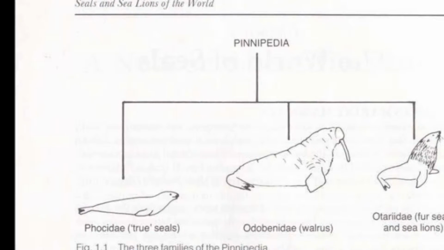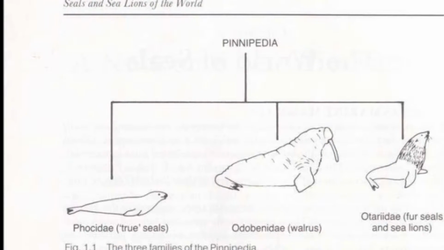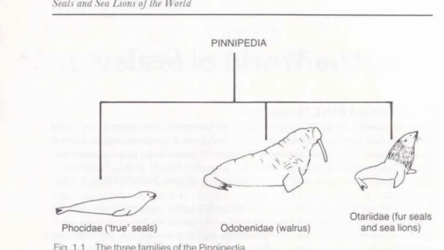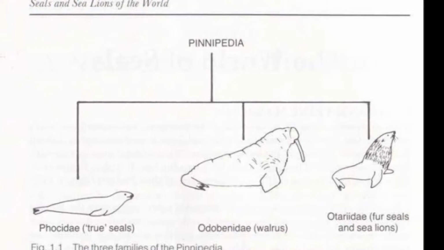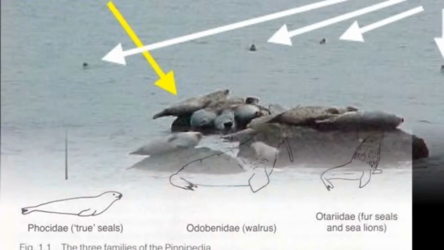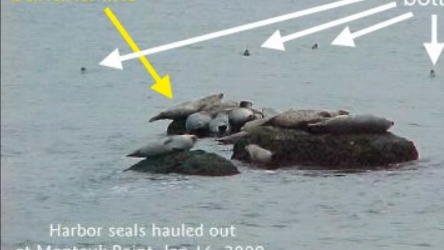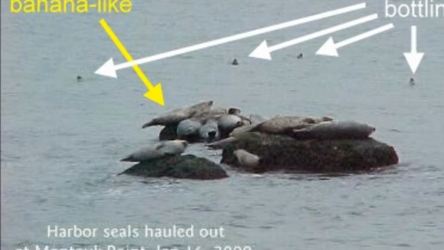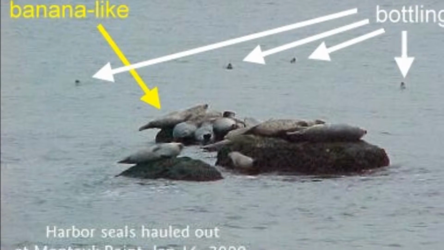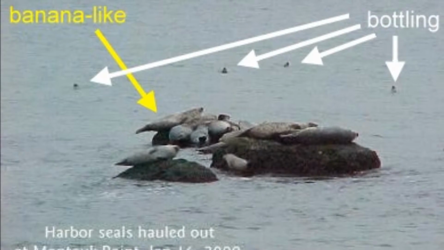Seals belong to a group of mammals called pinnipeds. Within this group, there is a subgroup called Phocidae, which contain true seals. All 5 species of true seals are native to Long Island. In this group of true seals, there is the harbor seal. Harbor seals often lie with their heads and hind flippers elevated in what is often referred to as the banana-like position. This can be indicated with the yellow line.